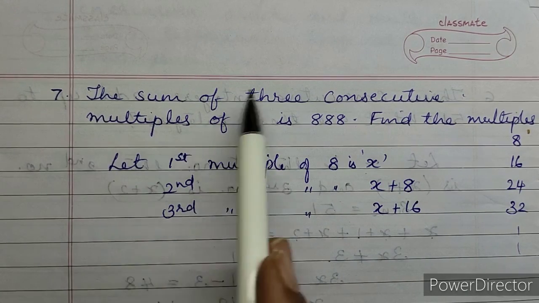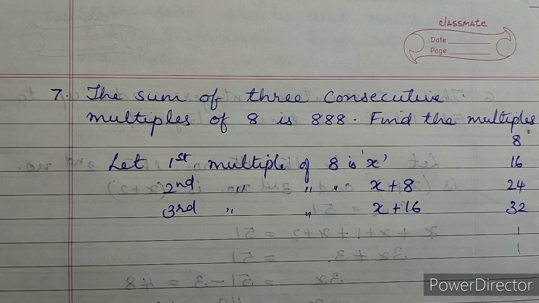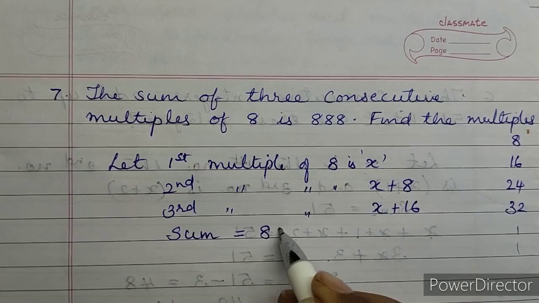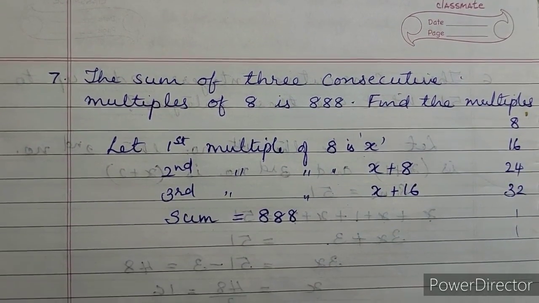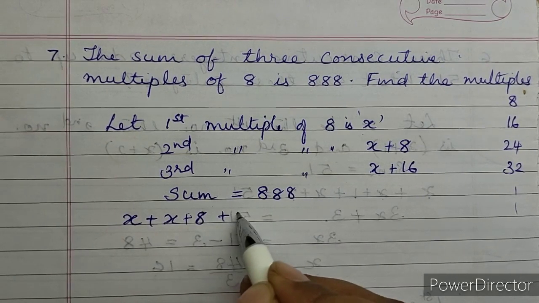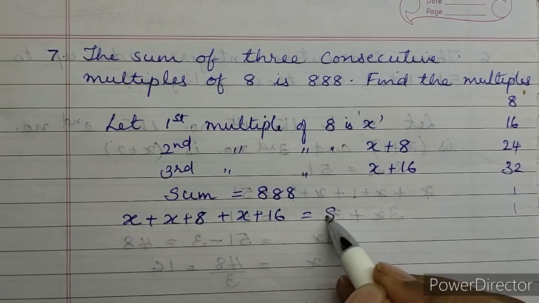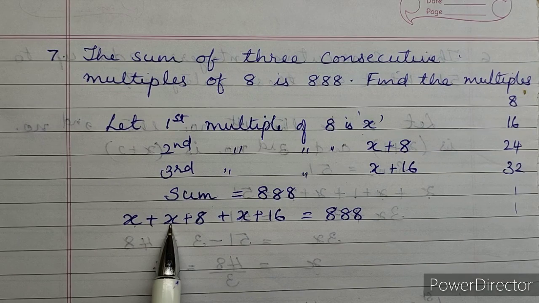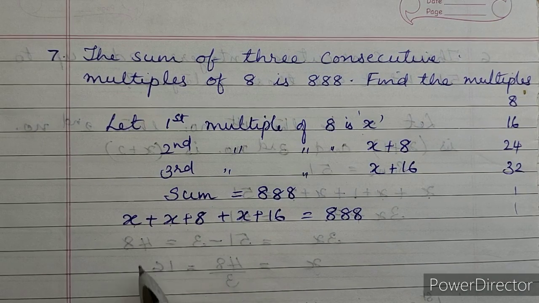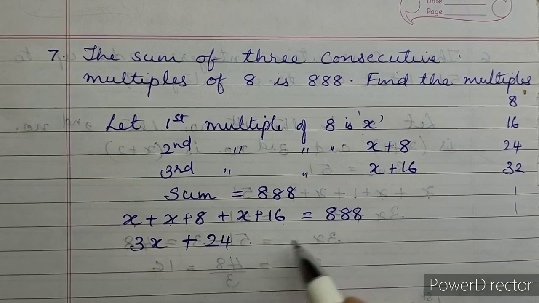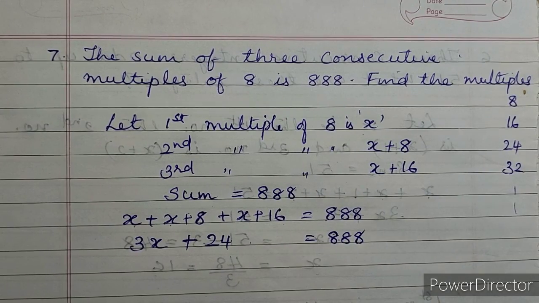Now take the condition. The sum of three consecutive multiples of 8. So the sum of these three numbers is equal to 888. So the three numbers you should add together: x plus x plus 8 plus x plus 16 equals 888. Add these: 1x, one more x, one more x. So 3x are there. When you add, you will get 3x plus 16 plus 8, it is 24, equals 888.